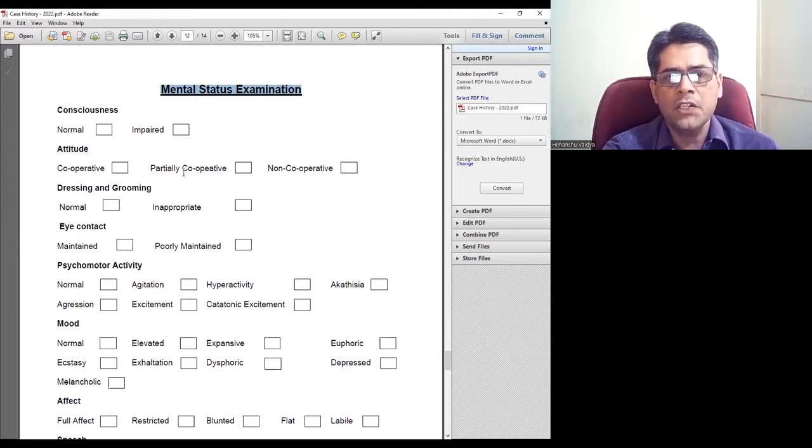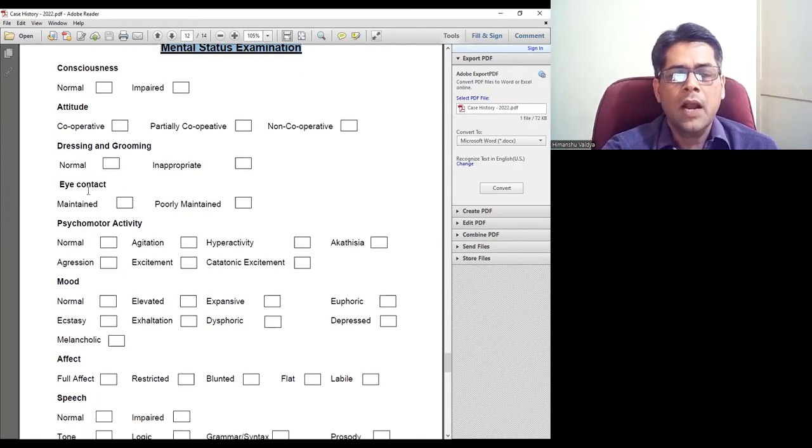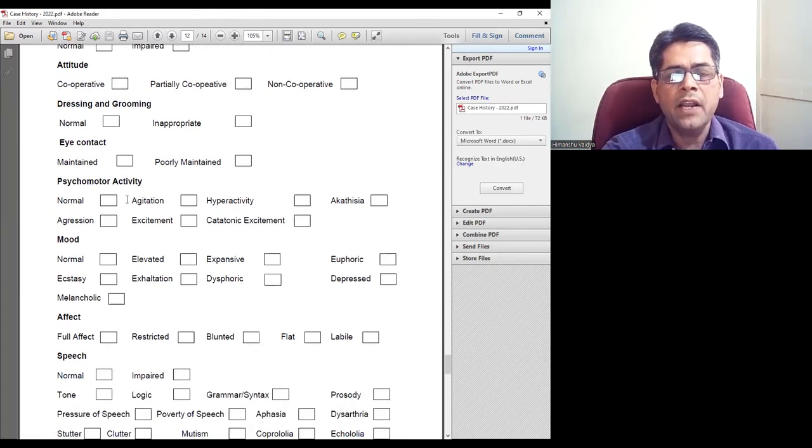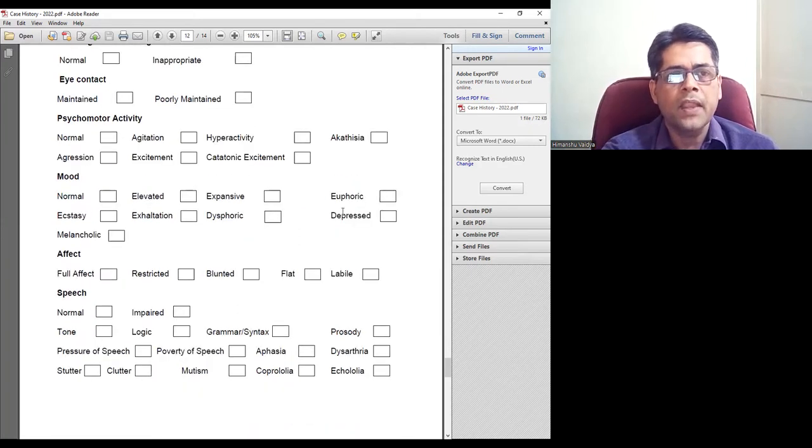Attitude, cooperative, partially cooperative, non-cooperative, we tick. Dressing, normal, inappropriate. Eye contact, maintained or poorly maintained. Psychomotor activity can be normal or not normal. If not normal, then these are the options. Agitation, hyperactivity. They designate a continuum, the intensity and flavor of non-normal psychomotor activity.